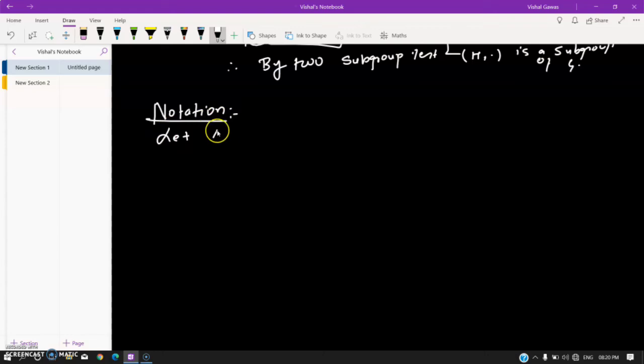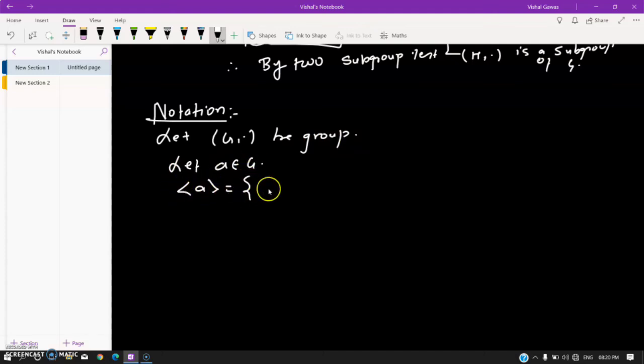So let G be a group, because I'm going to prove this result. Let a be in G, then we know that this is the set of all a raised to n, n in Z. And when I'm talking about additive groups, this would be n times a.